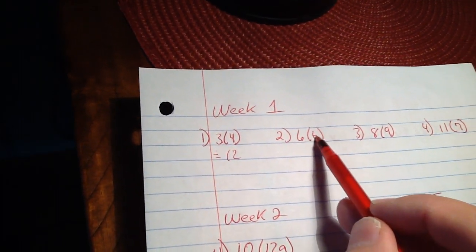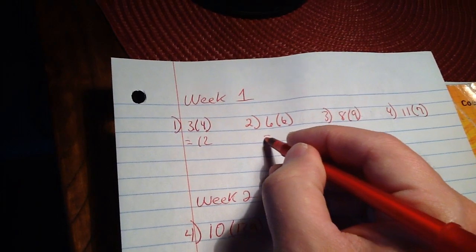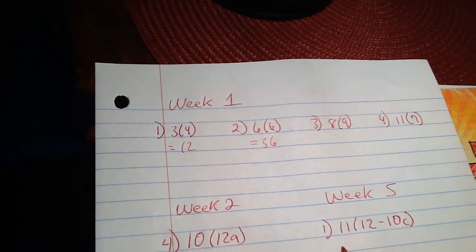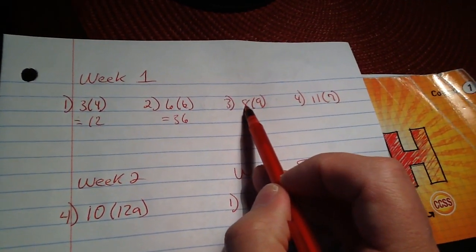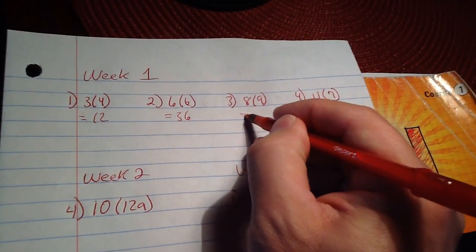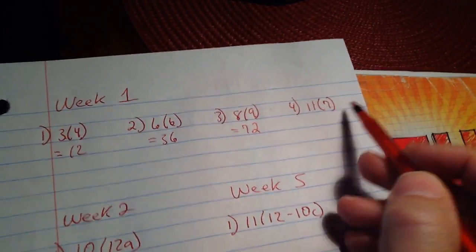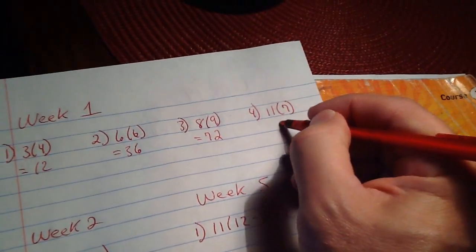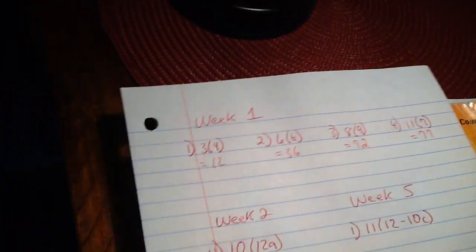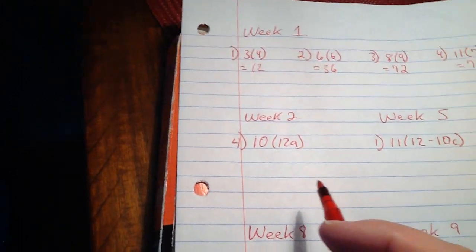Number 2, 6 times 6, we know that equals 36. 8 times 9, we know 8 times 9 is 72. We know 11 times 7 is 77. Okay. All right, week 2 is a little bit different here.